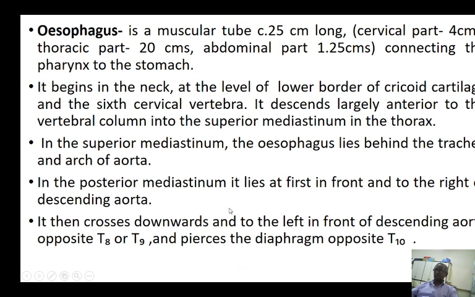In the superior mediastinum, the esophagus lies behind the trachea and arch of aorta. In the posterior mediastinum, it lies at first in front and to the right of the descending aorta. It then crosses downwards and to the left in front of the descending aorta, opposite T8 or T9, and pierces the diaphragm opposite T10.